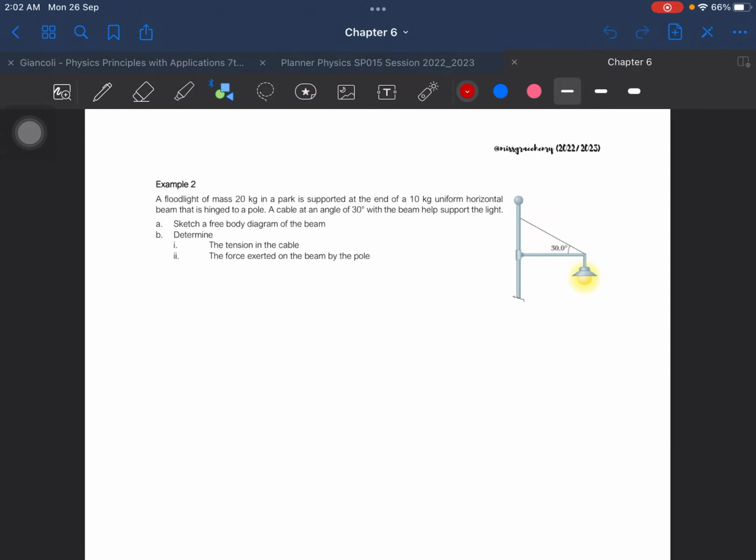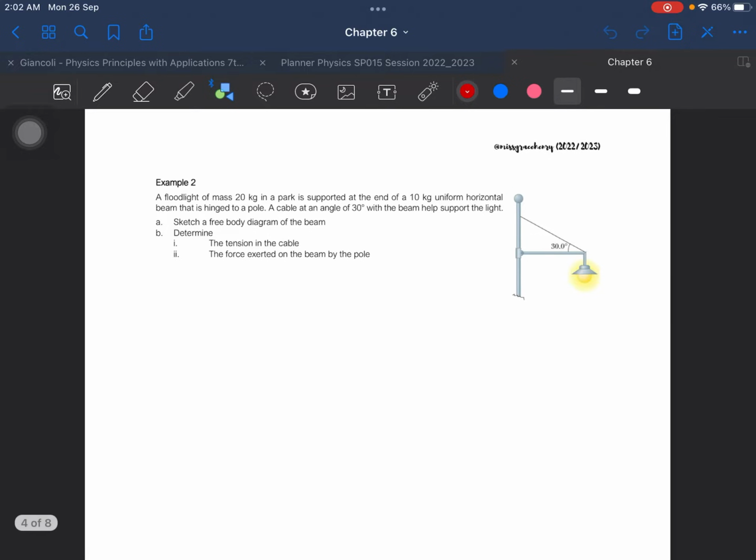So to draw the free body diagram, instead of it being represented by a dot, for this chapter we will be drawing it as the beam itself. Okay, and then now for the weight of this beam, it will be at the center because it has been mentioned that it is a uniform horizontal beam.